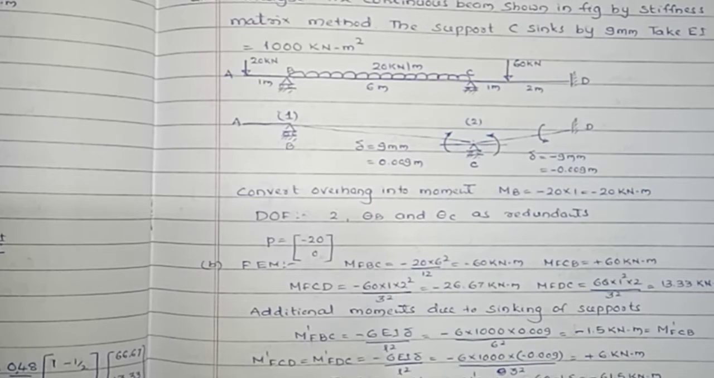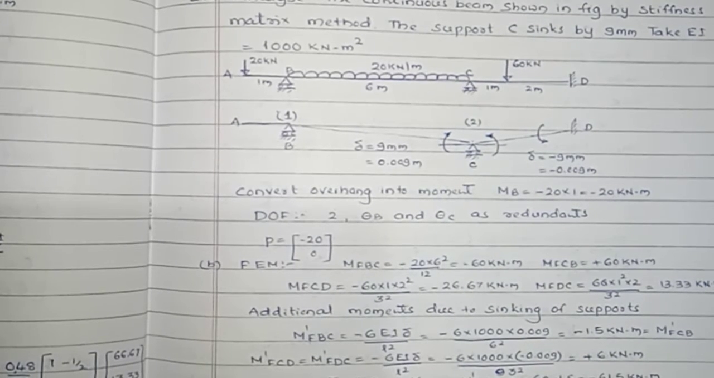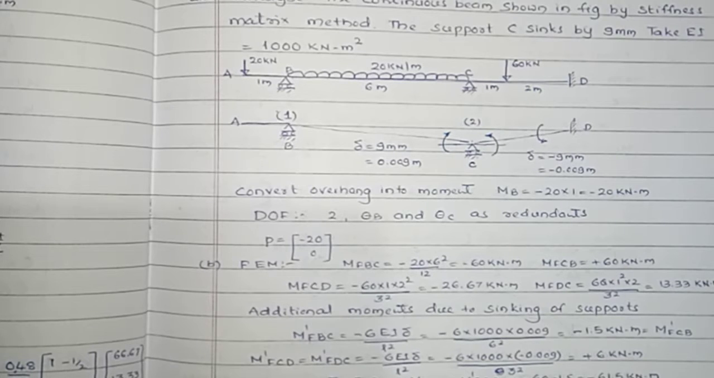Take the value of EI, flexural rigidity, as 1000 kN meter square. Here at A, it is subjected to a 20 kN point load. A to B is overhanged over a span of 1 meter. B is a roller support. B to C, that is 6 meter, is subjected to a UDL of 20 kN per running meter.